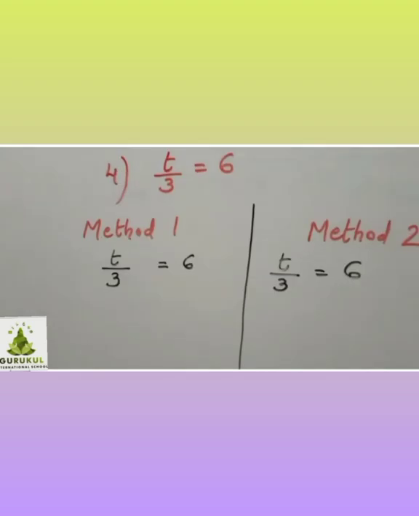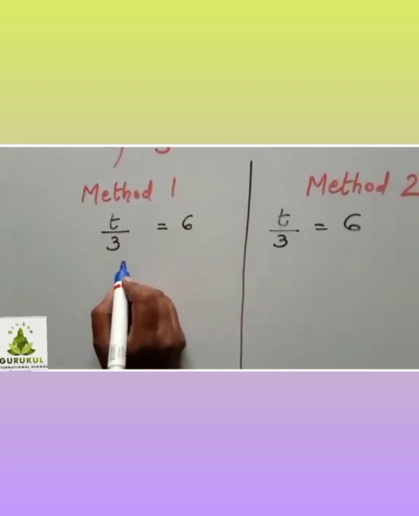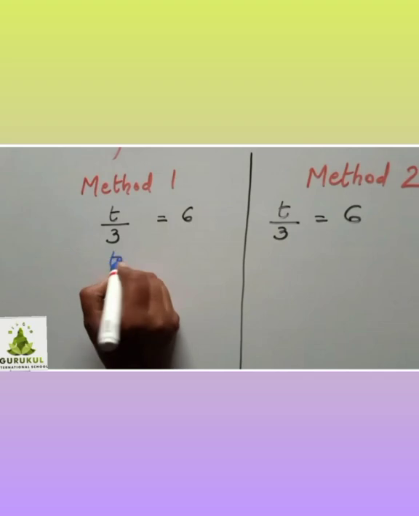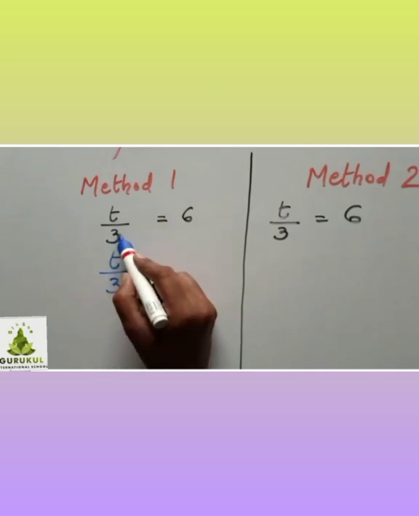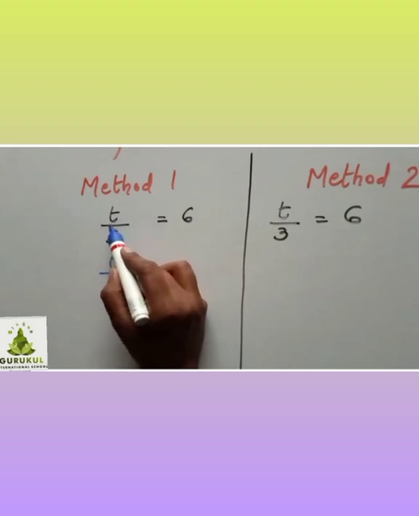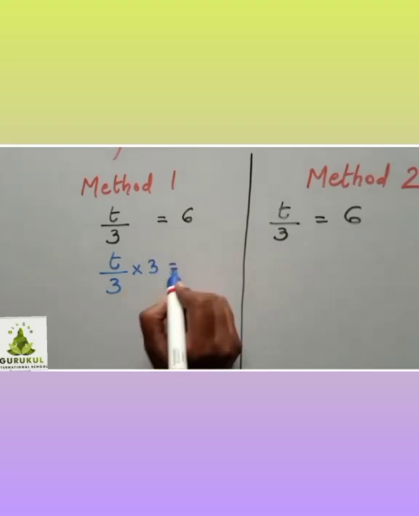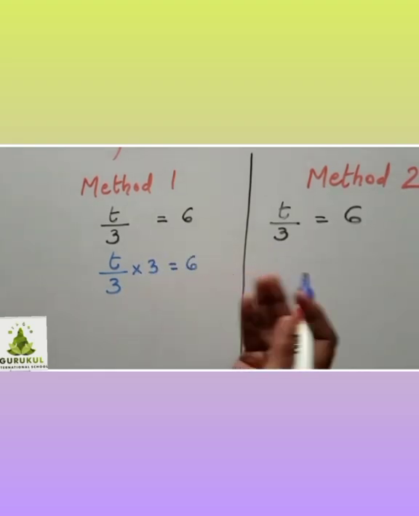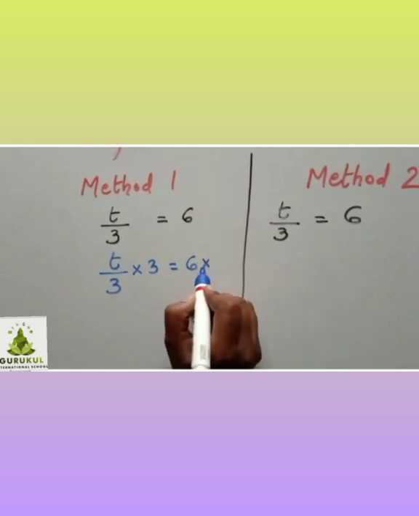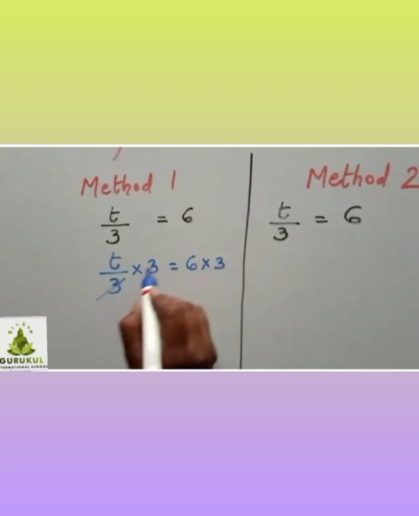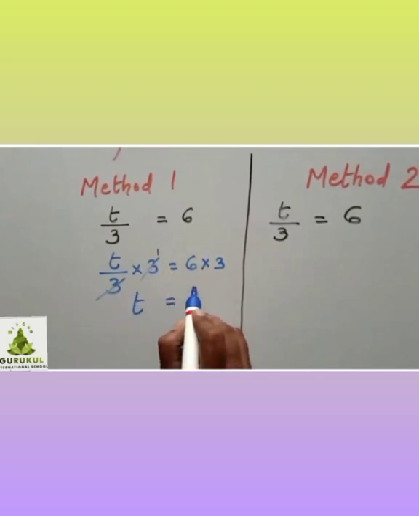Now t upon 3 equals 6. How to solve by both the methods, we will do. Now see here, t upon 3 equals 6. I don't want this 3 in the denominator. It is in division. T upon 3 means t divided by 3. So to remove this, what will I do? I will multiply by 3. If I multiply by 3 here, on the right side of the equal sign I should do the same operation. Multiply by 3. So this will get cancelled. 3 one times 3. What is remaining here? t equals 6 threes are 18. Is it clear?